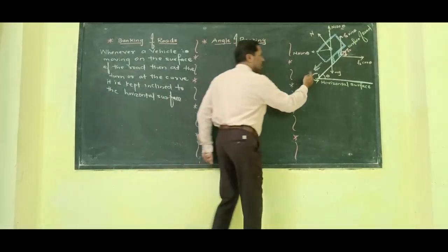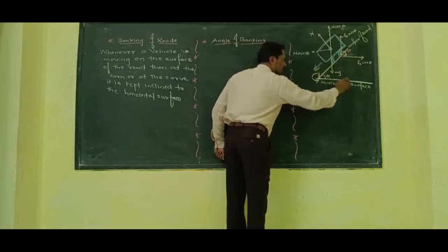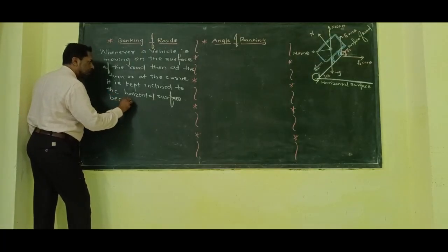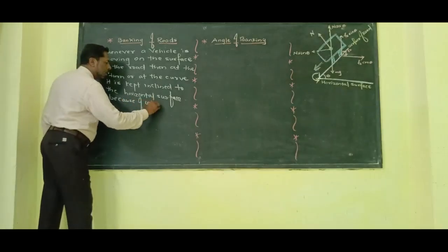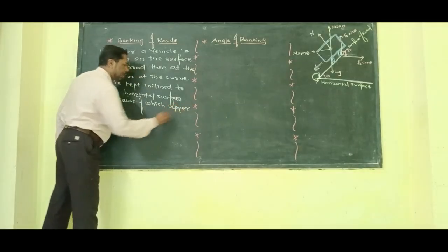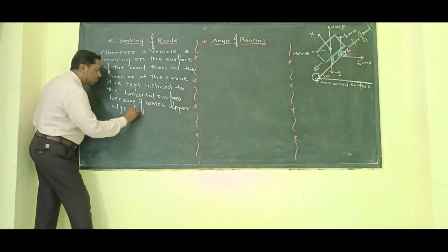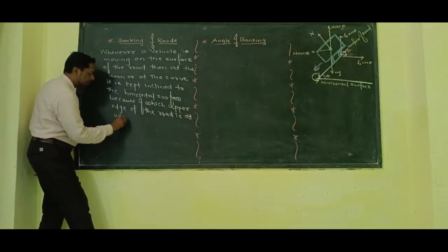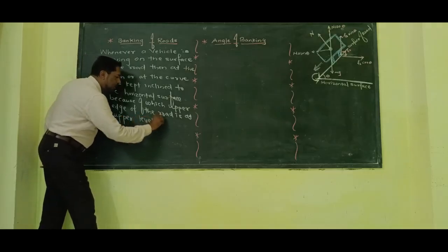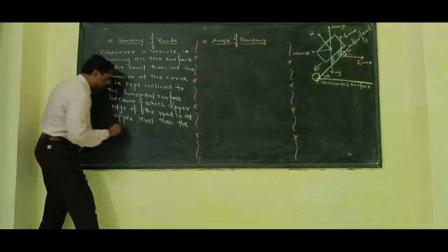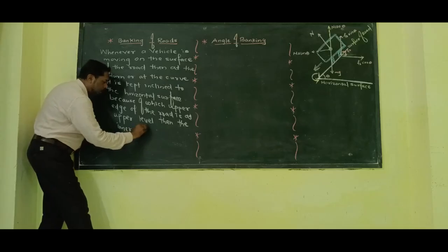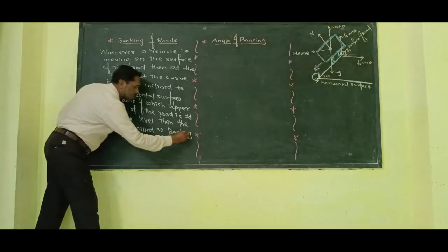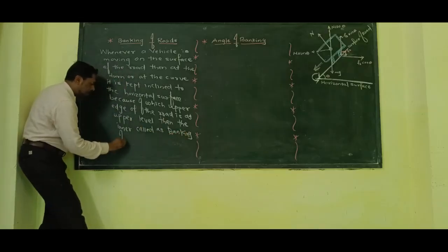See here, at the turn, at the curve, it is kept inclined to the horizontal surface, due to which, or because of which, the upper edge of the road is at an upper level than the inner. It is called banking of roads.